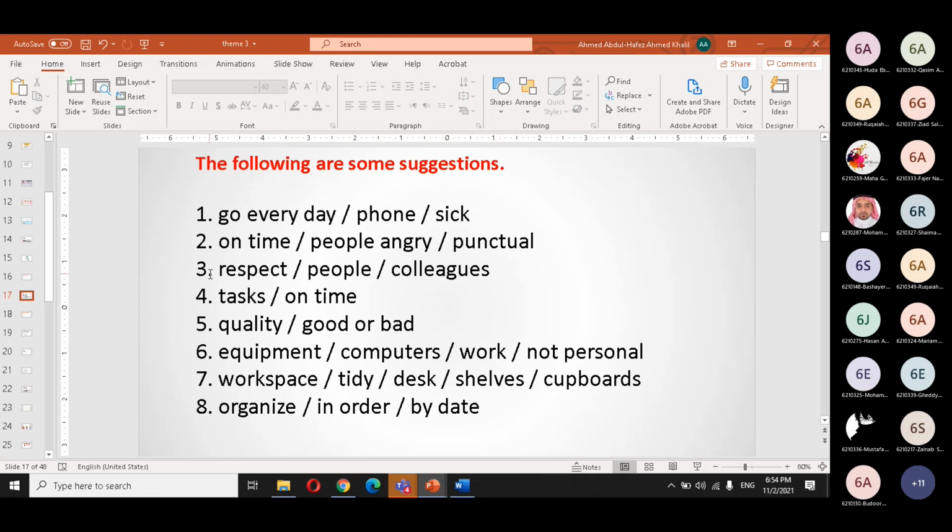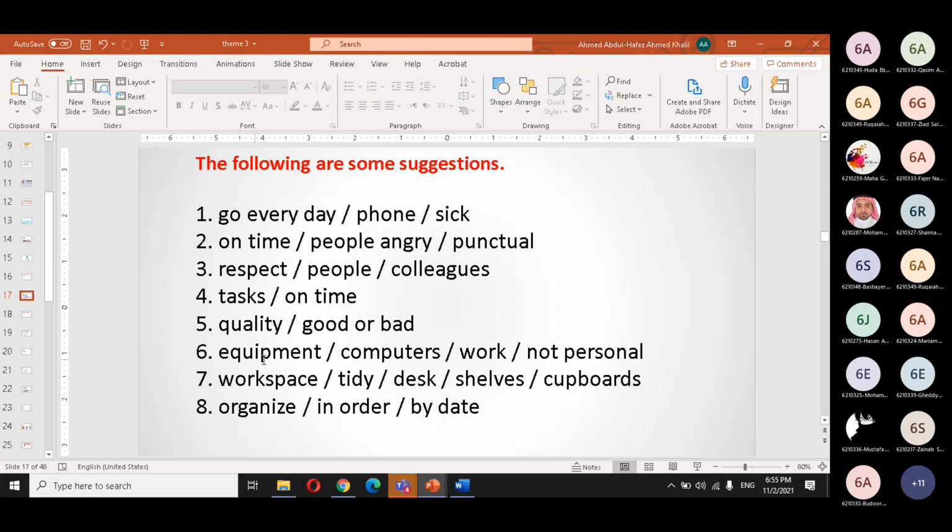Picture 3, and you said the same word: you must respect your colleagues. You must respect your manager. Number 4, the picture where he was writing on a piece of paper: you must do all your tasks on time. Number 5, the picture about tasting food: you must check the quality of your work.